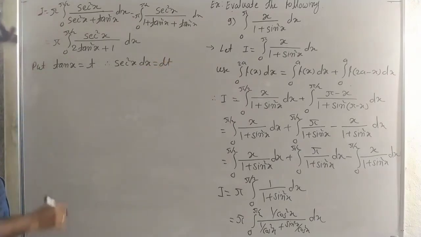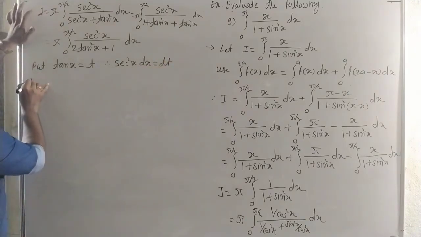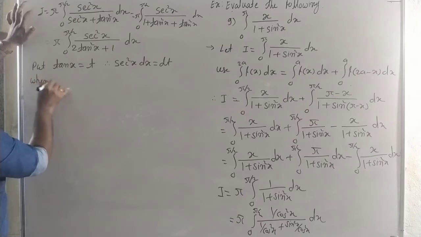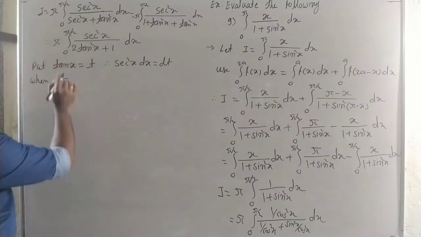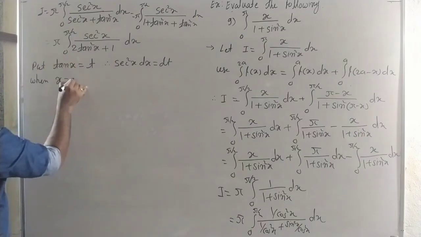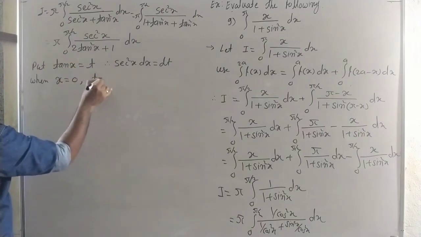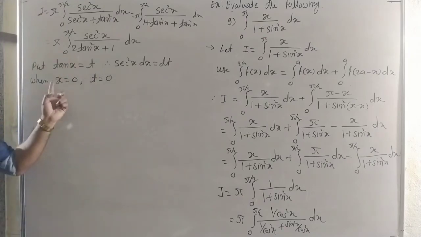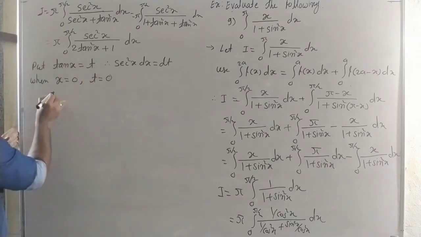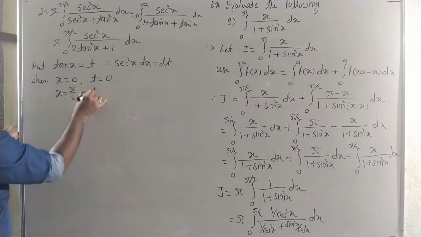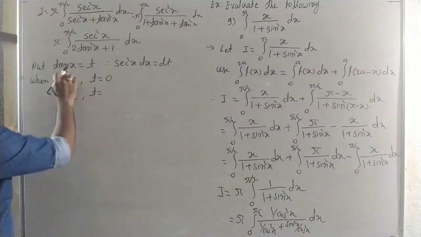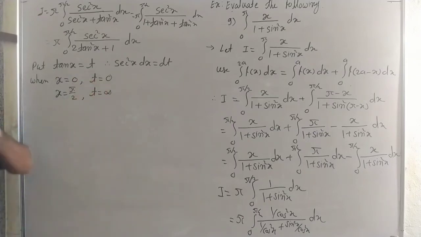Okay, it is a definite integral, so change the limit. When x is equal to 0, t is also 0. And when x is equal to pi by 2, t is equal to tan pi by 2, that means infinity. See carefully, 0 to pi by 2 becomes 0 to infinity.